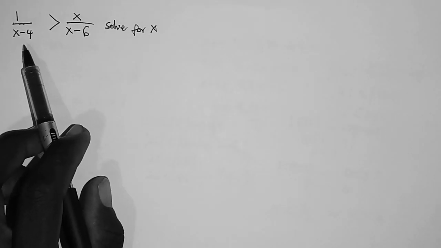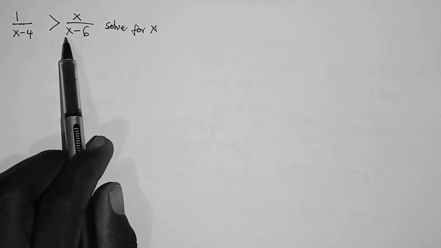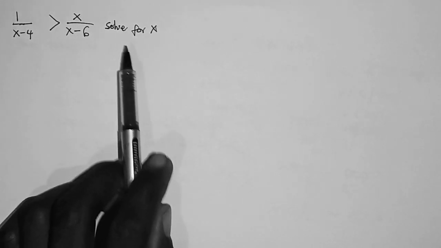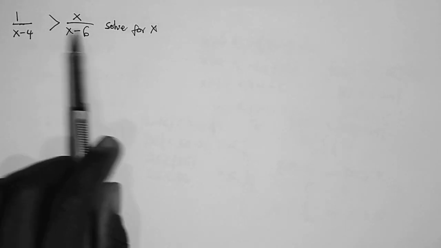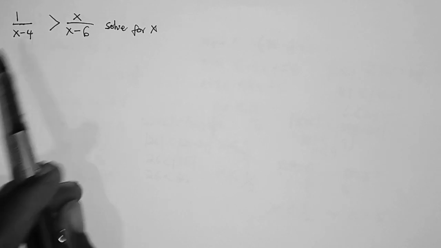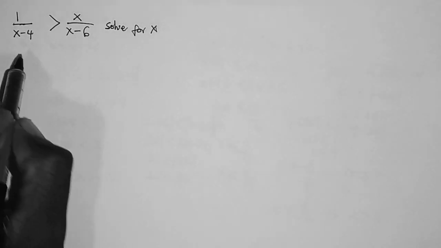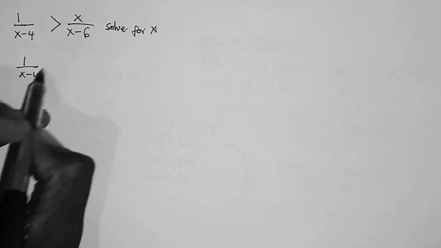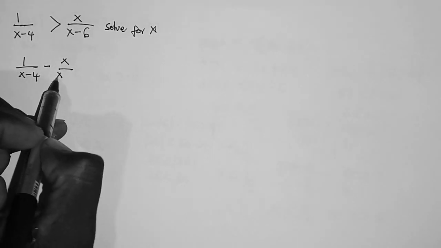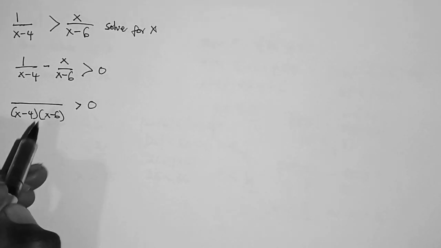So we have another question here, which is 1 over x minus 4 is greater than x over x minus 6. We are supposed to solve for x. So this is also another clear example of inequalities of rational functions. So what we need to do is to bring this term to the left hand side. It becomes 1 over x minus 4 minus x over x minus 6 greater than 0. Let's find the LCM, which is x minus 4 times x minus 6.